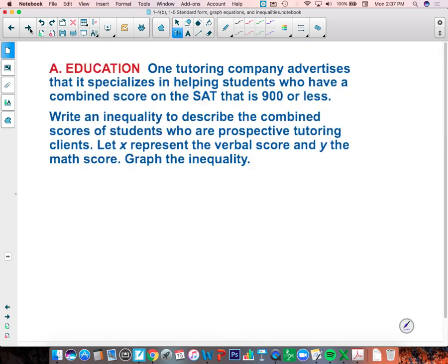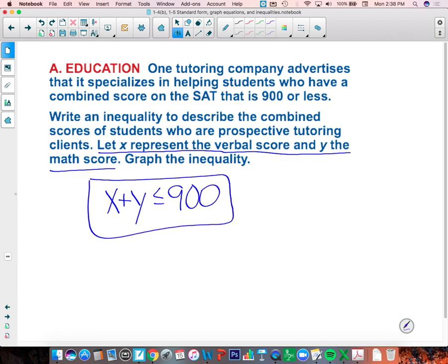And you might see some word problems. I'm not going to take a whole lot of time to go over a word problem, but you'd have to turn word problems such as this into inequalities. Okay? So usually you're going to have two variables given here. So if you read through this one quick, just kind of browse through it. We've got a tutoring company that's trying to help students to have a combined score on the SAT of 900 or less. And it tells us down here, let x represent the verbal score and y the math score. All right, so it's a combined score, so it'd be x plus y must be less than 900. It says 900 or less. So this would be the inequality that I would graph, all right?